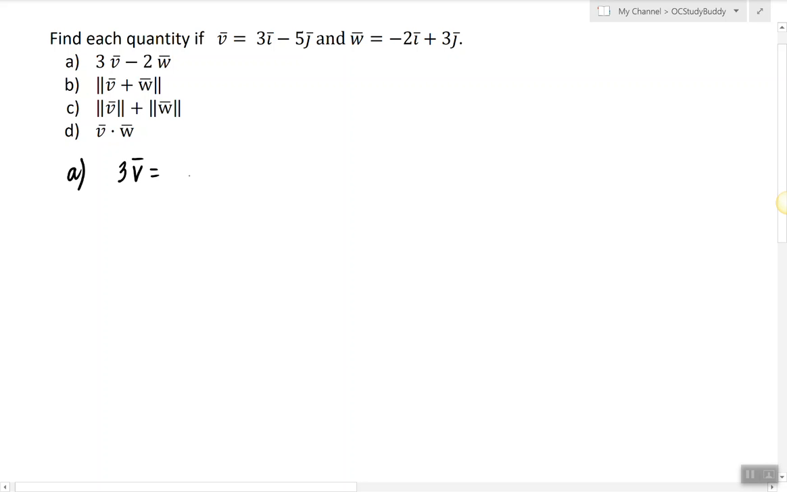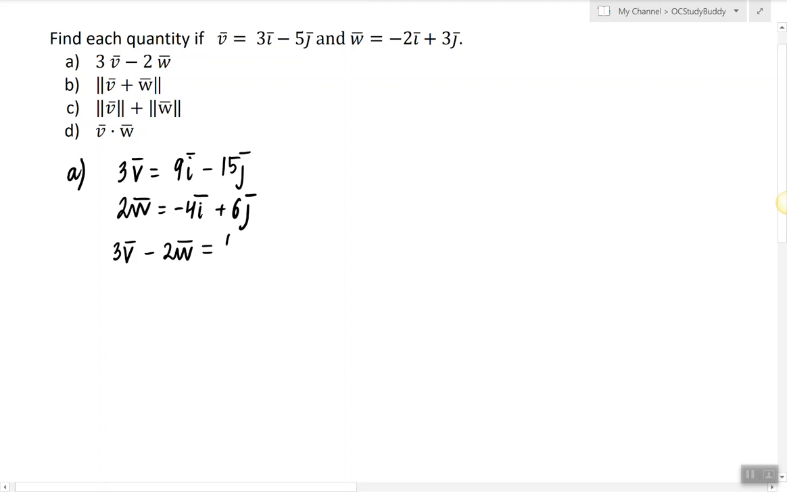To find 3v, we simply multiply each horizontal and vertical component by 3. So 3v is the same as 9i minus 15j. Similarly, we can find 2w. 2w will be negative 4i plus 6j. And to subtract two vectors, we simply subtract them component by component.